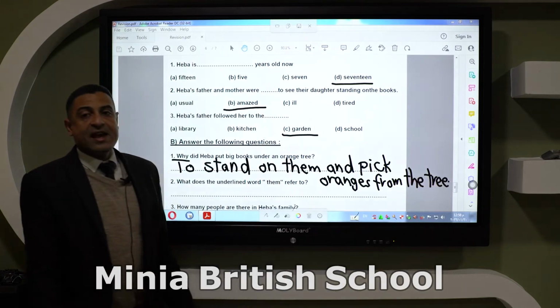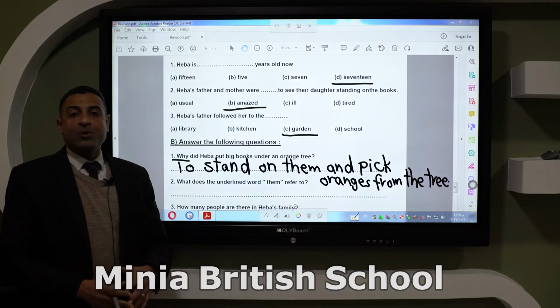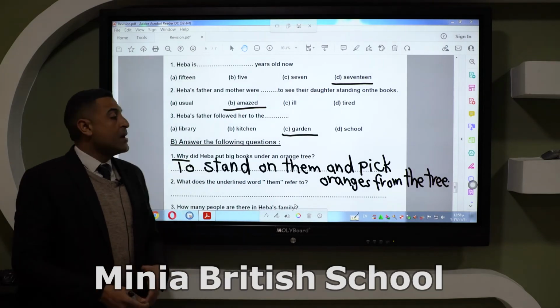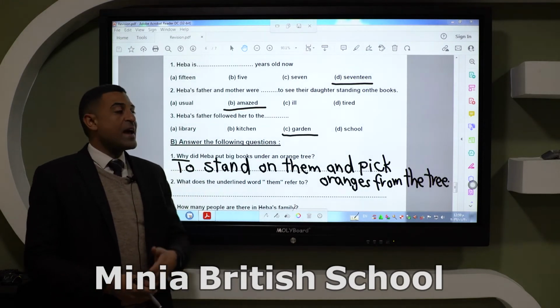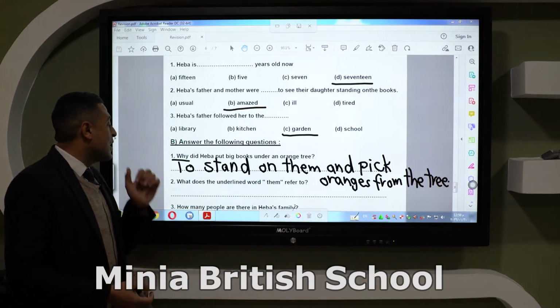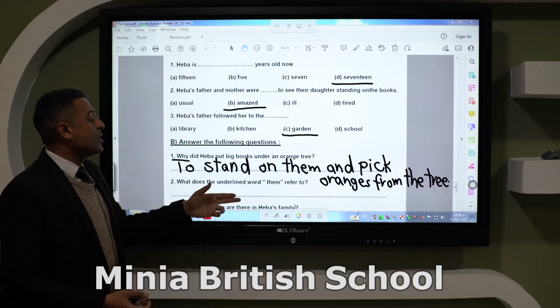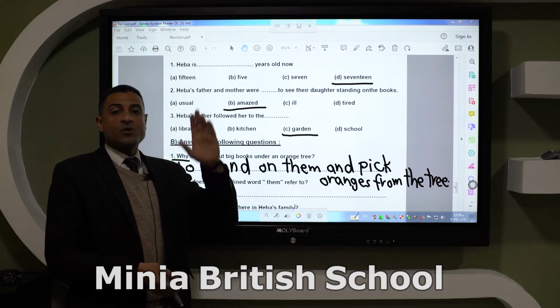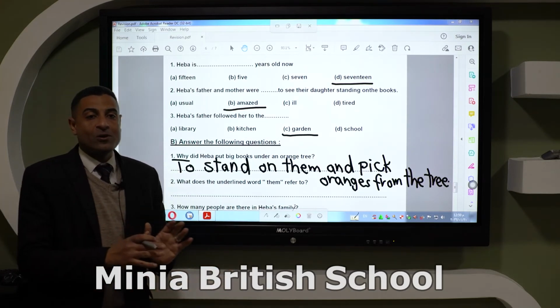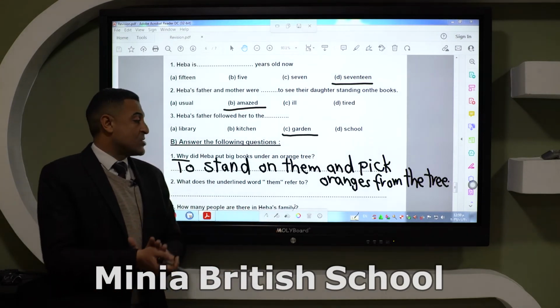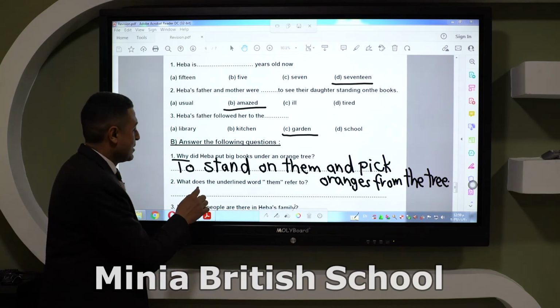So someone can say to be able to get oranges, okay, because she was short and she wanted some oranges from the tree, okay. All these answers are correct. What does the underlined word "them" refer to? If you can remember the sentence, she took them from the library, so it means she took the books.